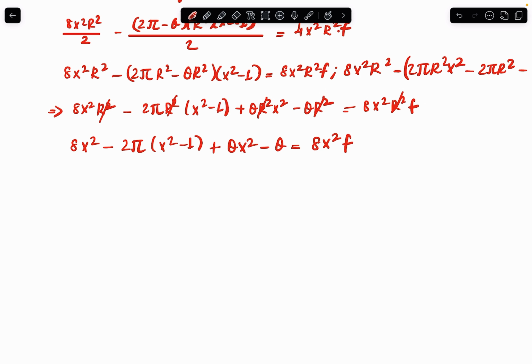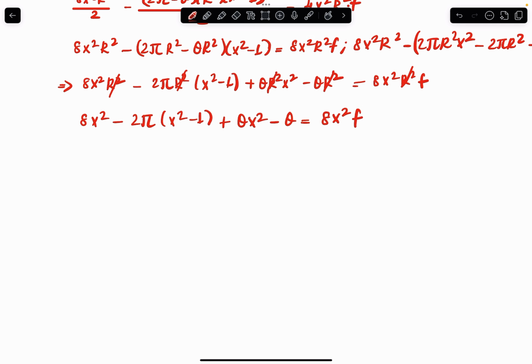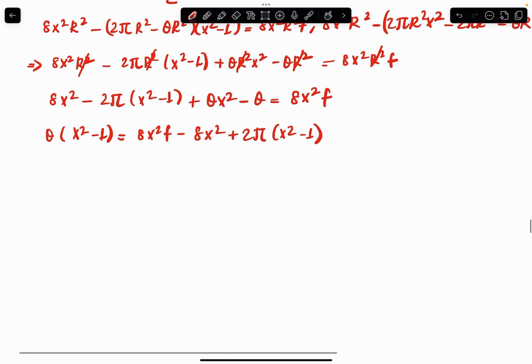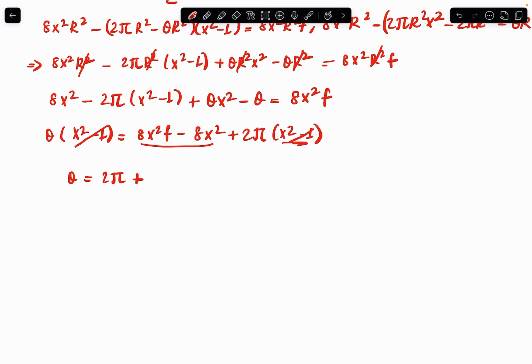And our aim was to leave theta alone from the first place, so we're going to be left with theta times x squared minus 1 equals, I'm just going to throw everything to the other side, 8x squared f minus 8x squared plus 2 pi x squared minus 1. So this is what we're left with right now. And of course, to leave theta alone, I'm going to divide everything by x squared minus 1. And as you can see here, this is something that's common in both of them. So if I just divide them, it's going to be 2 pi plus. I'm going to be dividing this part, 8x squared f minus 8x squared, with x squared minus 1.